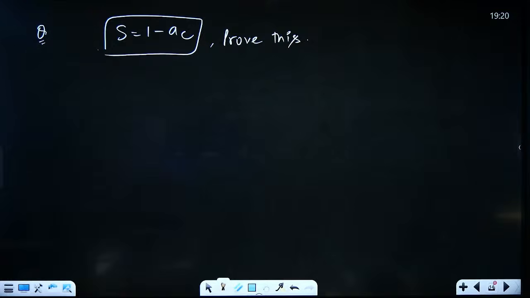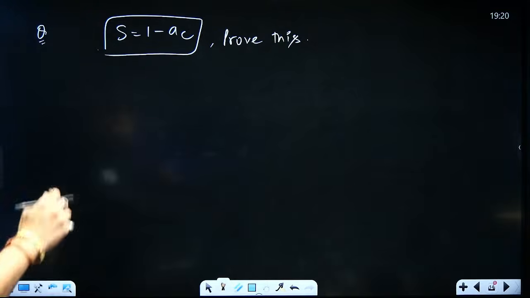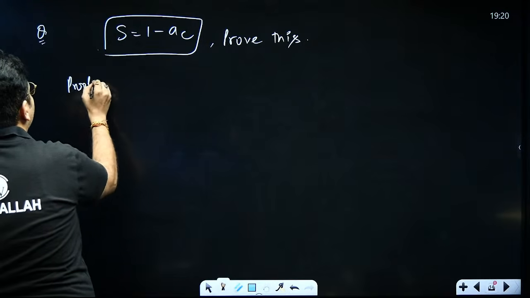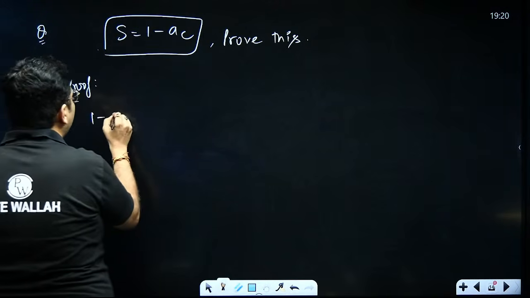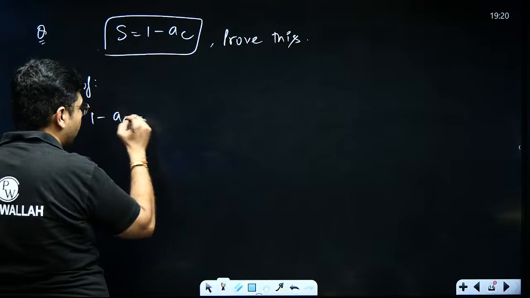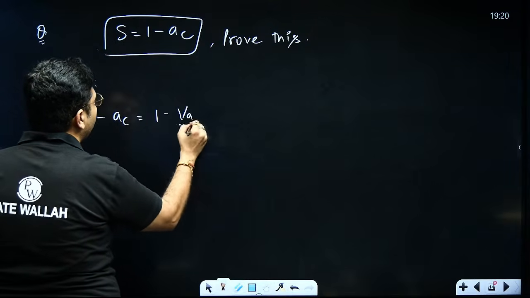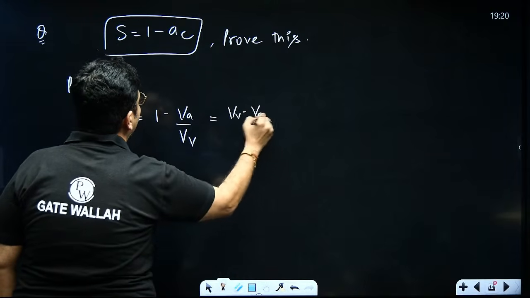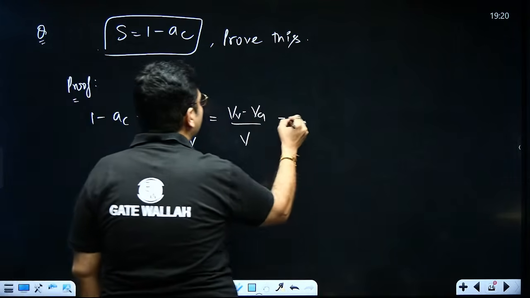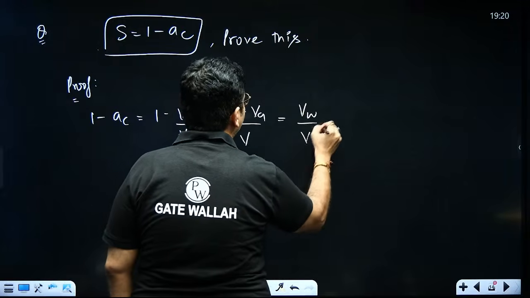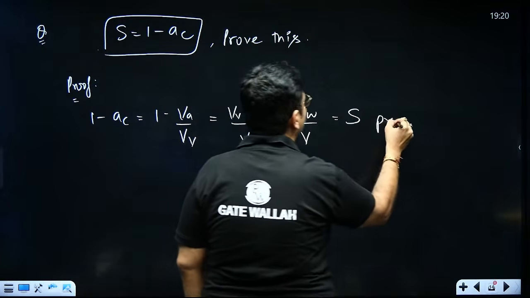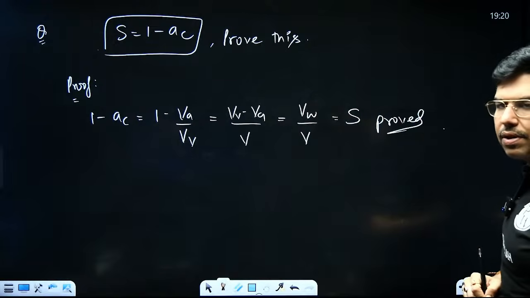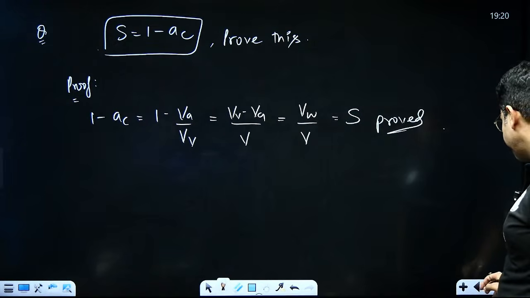Chalo, let's try to prove this. Now let's see the proof here. Now 1 minus AC is equal to what? 1 minus VA by VV, that is VV minus VA upon VV. VV minus VA is VW upon VV, that is equal to S. Proof. So 1 minus AC is equal to S. I can write like this, not a problem.